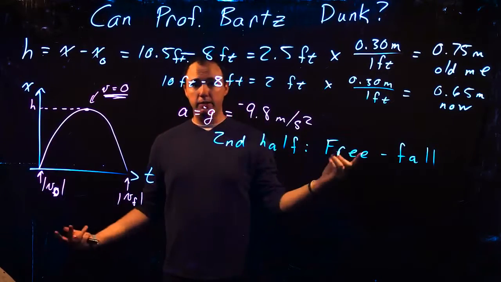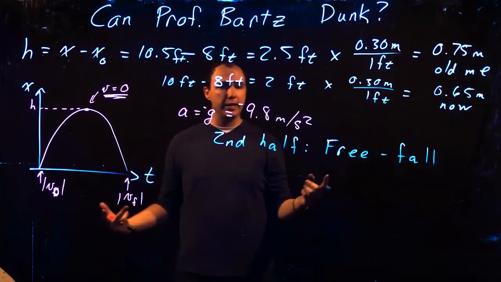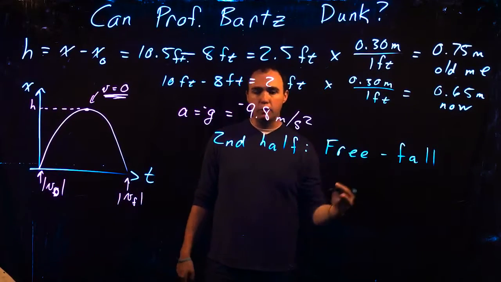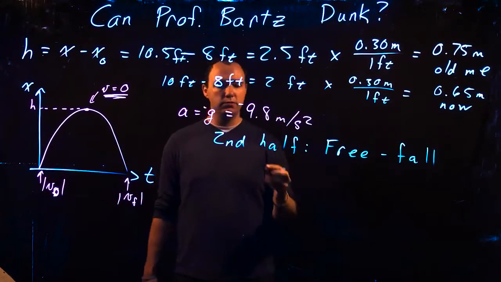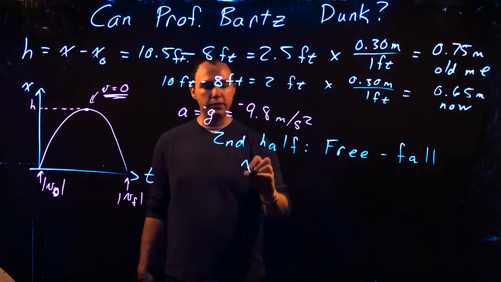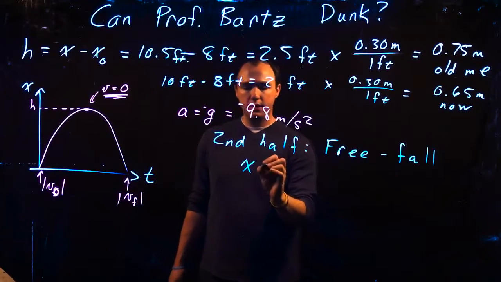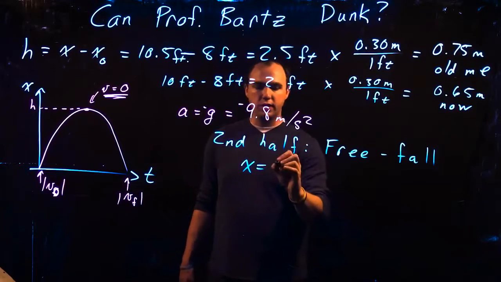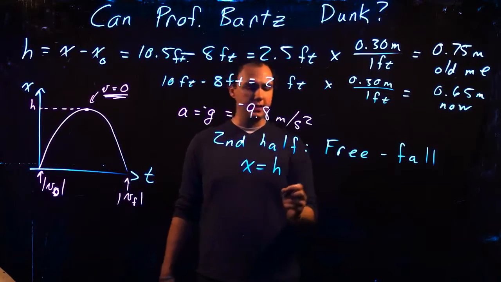So, as always, I have just two kinematic equations. I know position as a function of time, and I know velocity as a function of time. So position as a function of time, x, which is going to be equal to the height.